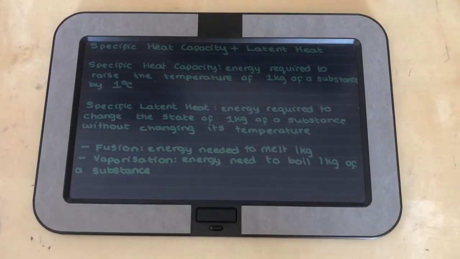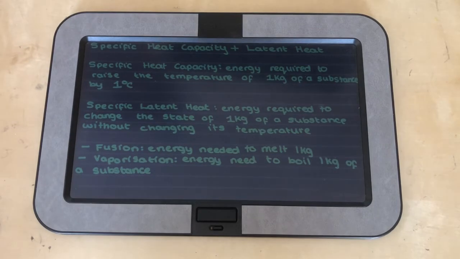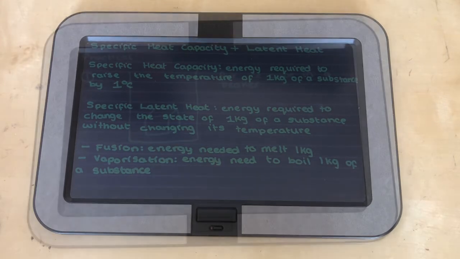There are two forms of specific latent heat. Fusion, which describes the energy required to melt 1 kilogram of a substance, and vaporization, the energy required to boil or evaporate 1 kilogram of a substance. It's okay if none of this makes sense right now. We're going to look at an experiment which will make things a lot clearer.